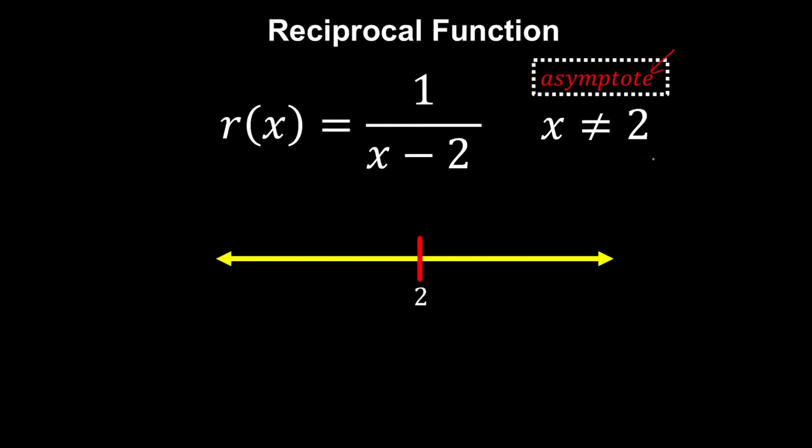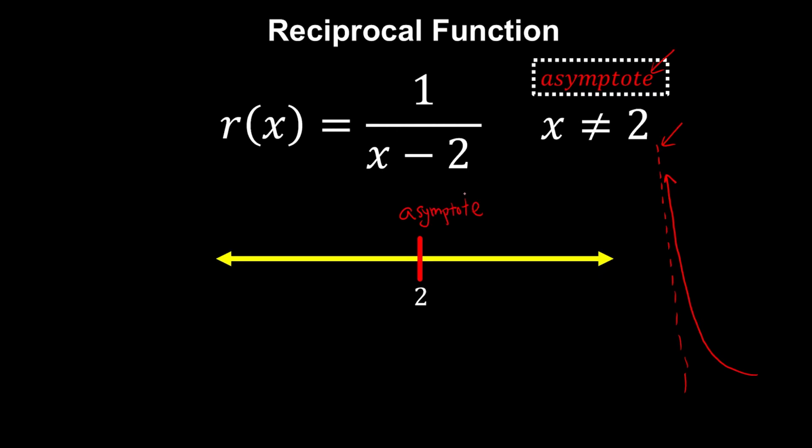Asymptote means that in our graph it is represented by a vertical dotted line. And this asymptote is a region where the function is not valid. It means that at this line, the function is not valid anymore. So we try to be as close as possible to this line, but we will never touch it. So this 2 is our asymptote.